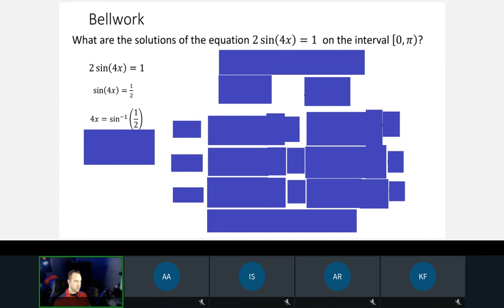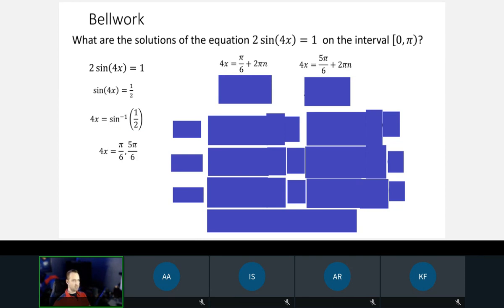Okay, everyone sees that. Good, good. If you just use your calculator, you're going to miss one of the answers. So we have 4x equals pi over 6 and 4x equals 5 pi over 6. So this is where Caitlin got to. And then we need to set those up.